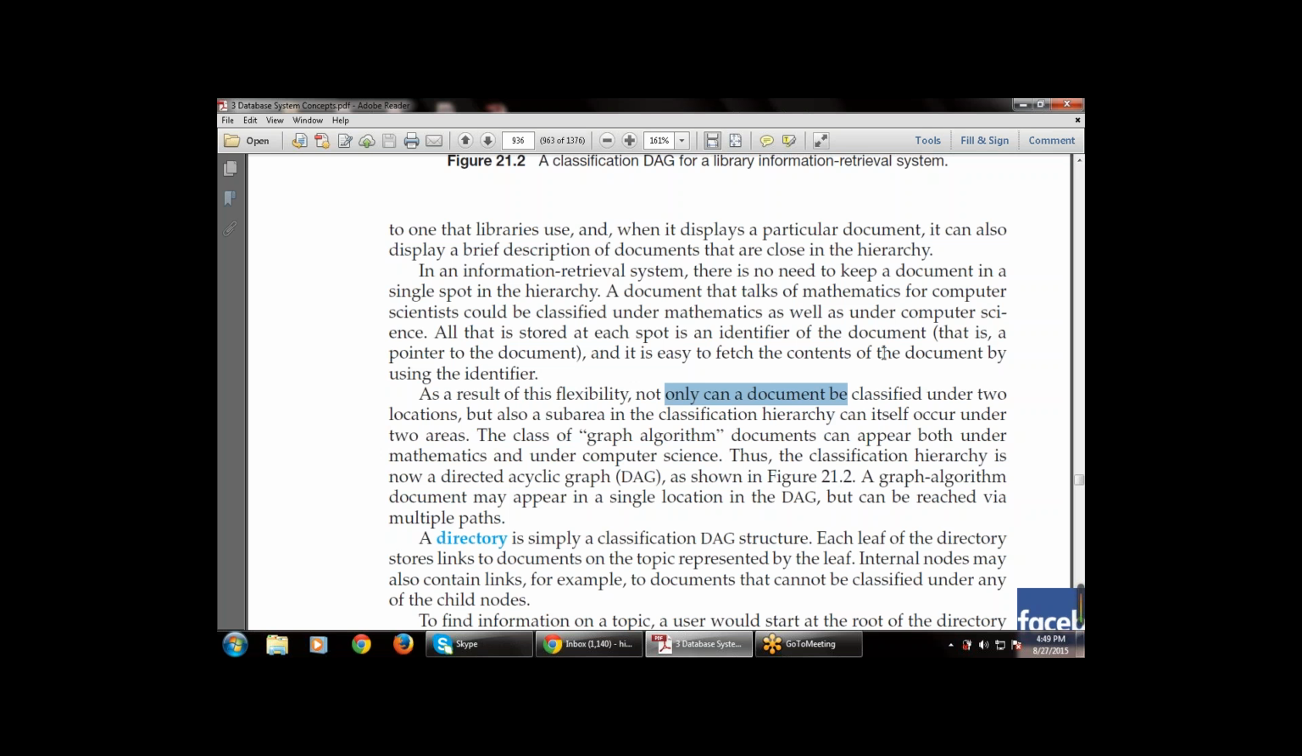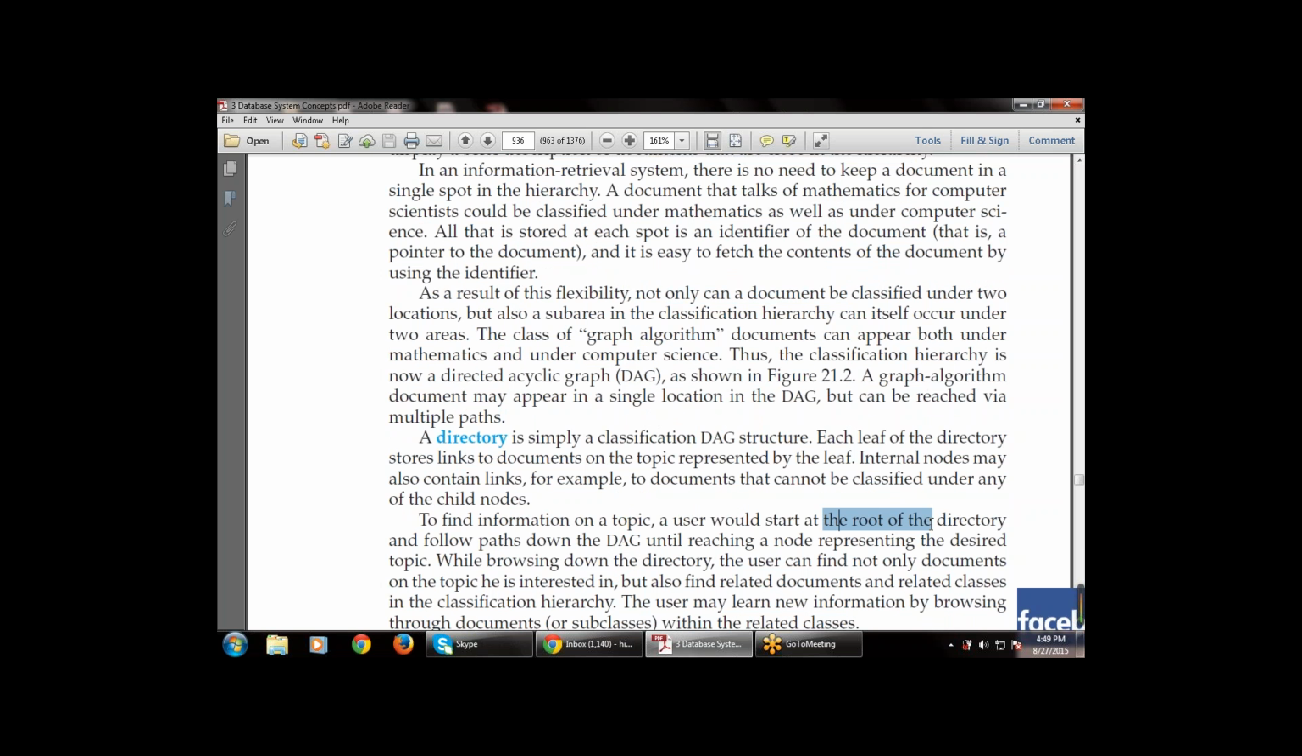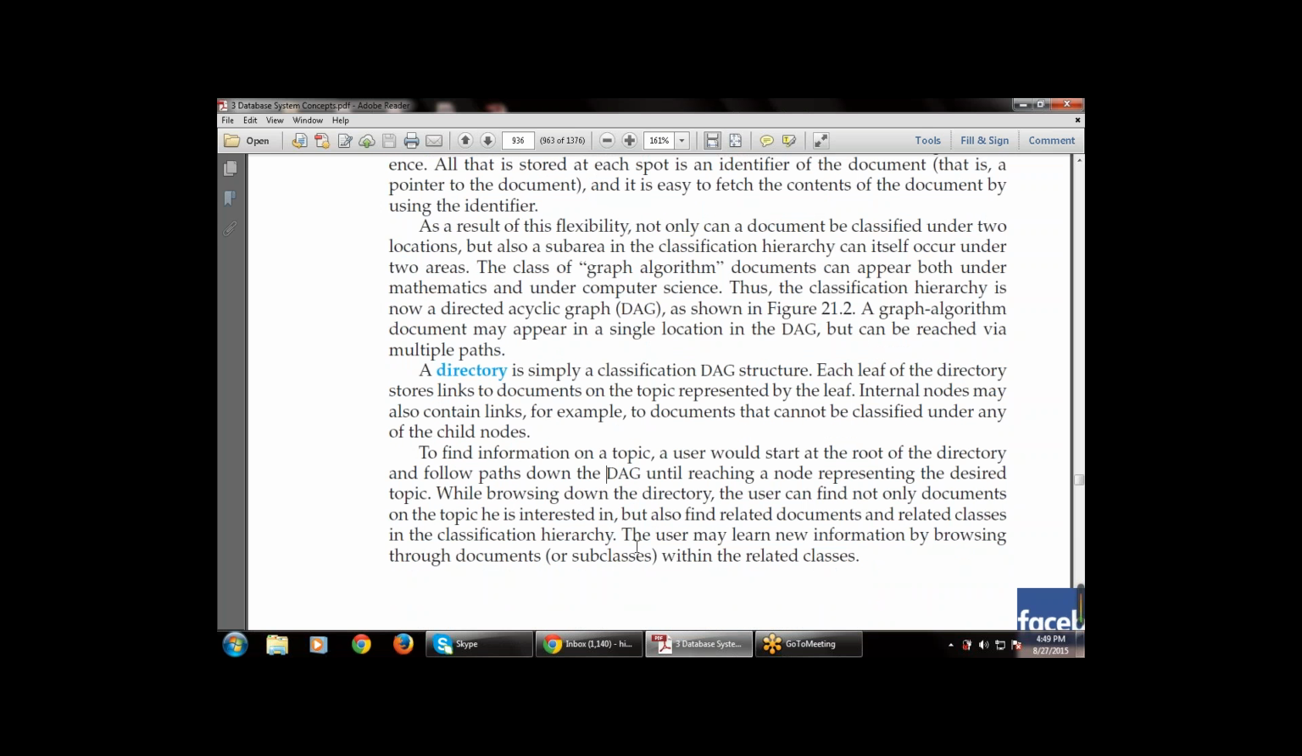And to find the information on a topic, a user would start at the root of the directory and follow the path through the DAG until reaching a node representing the desired topic. So the desired topic could be any of the various concepts of database management systems.